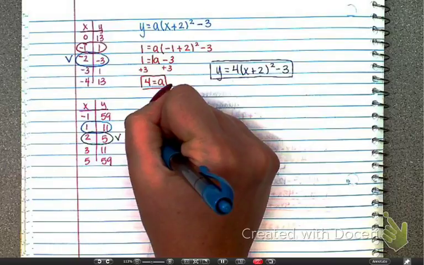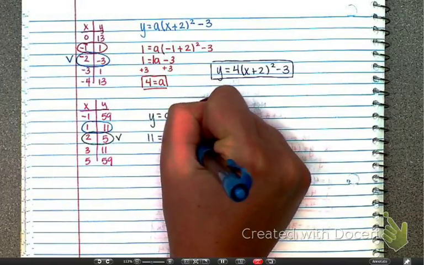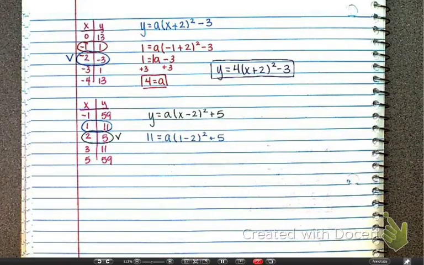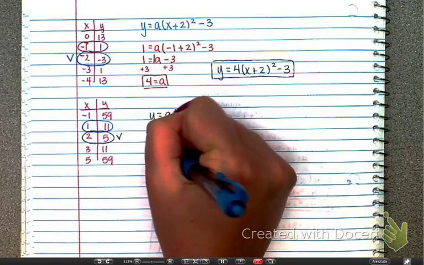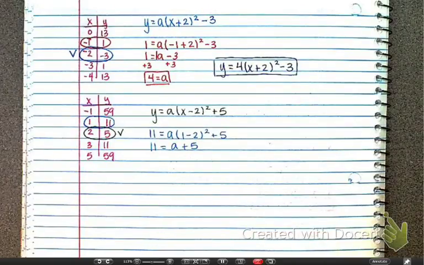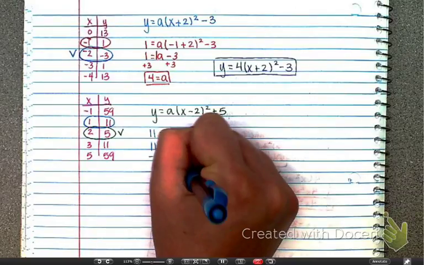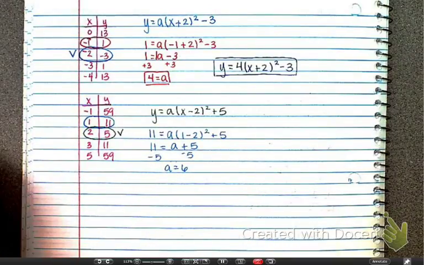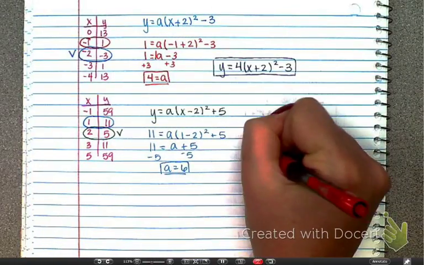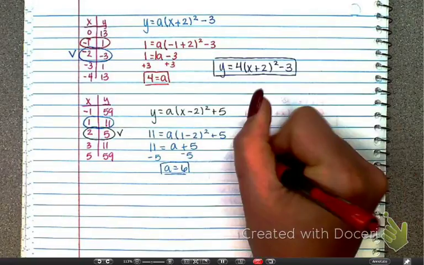So 11 equals a times 1 minus 2 squared plus 5. 1 minus 2 is negative 1. Negative 1 squared is still 1. So that's still a 1a, or just a plus 5. If you subtract 5 from both sides, you get a equals 6. I have my h, my k, and my a. So my final answer is y equals 6 times x minus 2 squared plus 5.